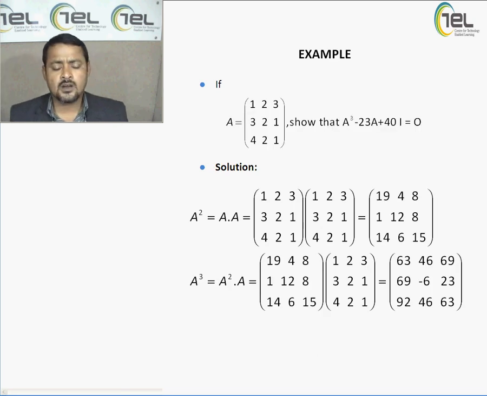Now we have another example where a matrix A is given to be a 3 into 3 matrix, and we have to prove that A cube minus 23A plus 40I is equal to O, a null matrix. We cannot multiply a matrix 3 times, so we have to multiply it twice, get A square, then multiply that with A, and we will find A cube. So A square is A into A, the same matrix multiplied twice, and we get 19, 4 and 8.